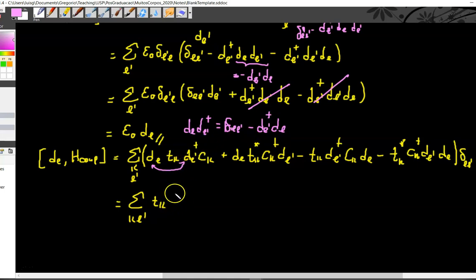So there's going to be a t_k, a delta l' l, this c_k, minus the t_k d_l dagger d_l c_k, plus, and now I can do this, t_k star. Now d_l and c_k dagger will just anti-commute, and this will anti-commute with d_l' too. So I get two minus signs here, and I get c_k d_l' d_l.